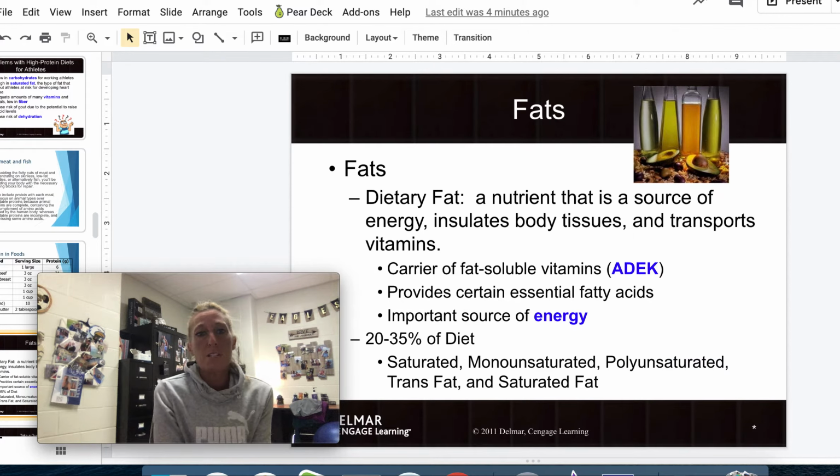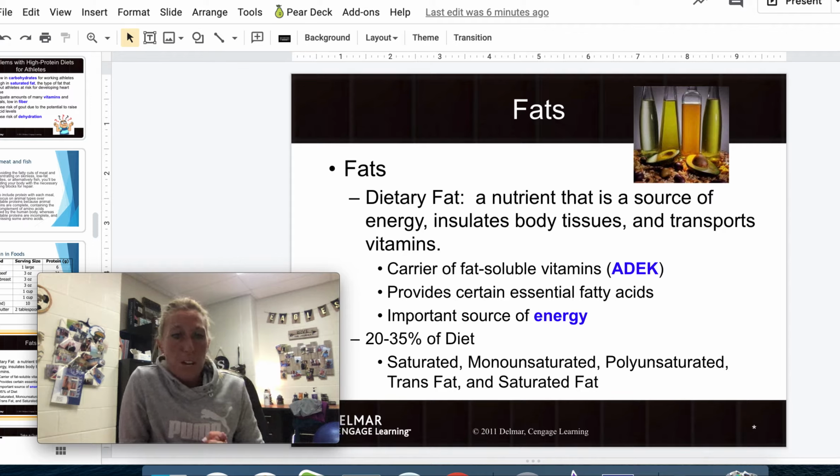Fat is the next one of these 6 essential nutrients. Dietary fat, a nutrient that is a source of energy. It insulates the body tissues and it also helps transport vitamins around the body. Carry of fat-soluble vitamins. So our fat-soluble vitamins are A, D, E, and K. You will need to know that. Those are the only 4. A, D, E, K are fat-soluble vitamins.